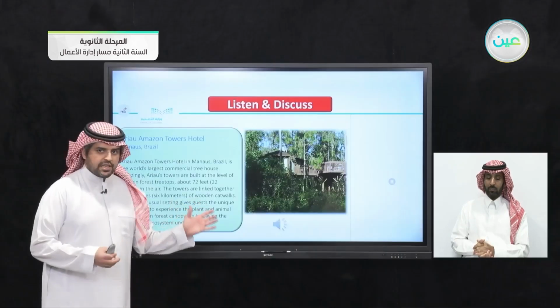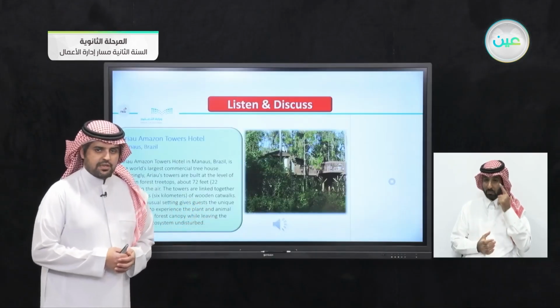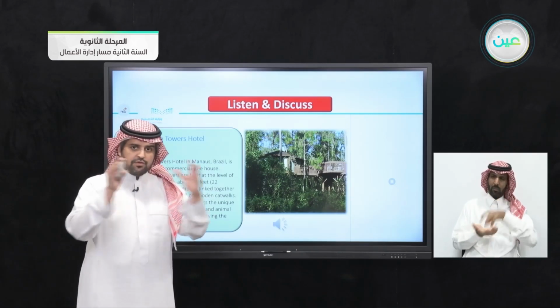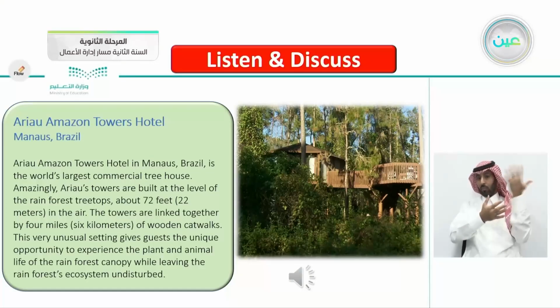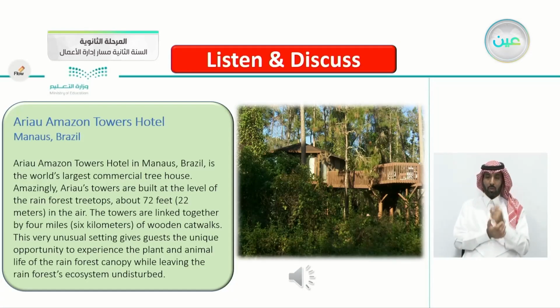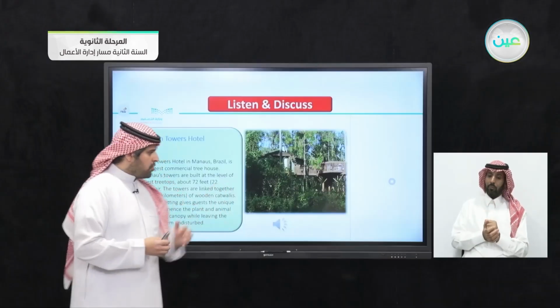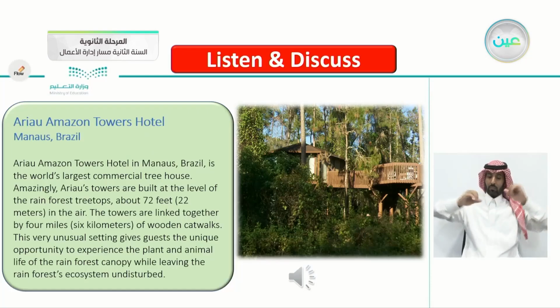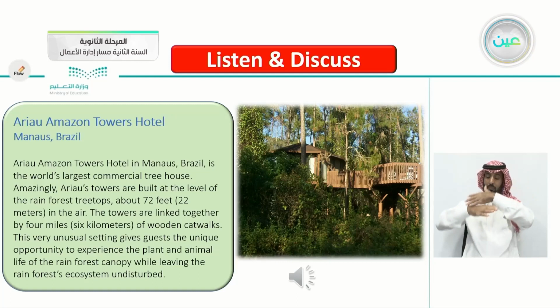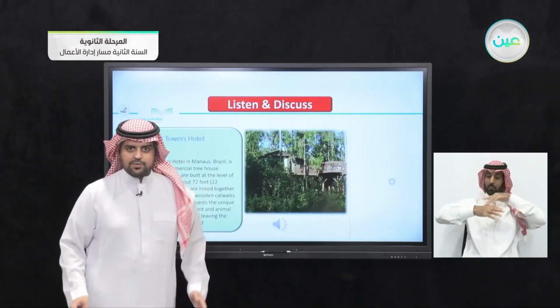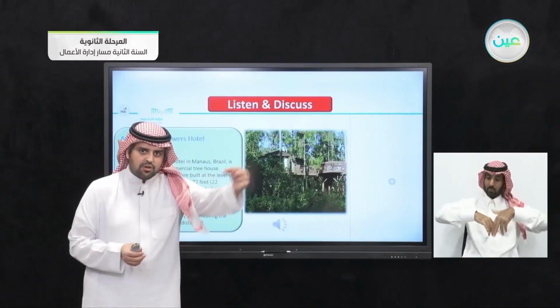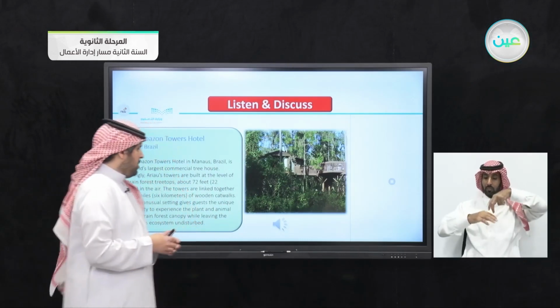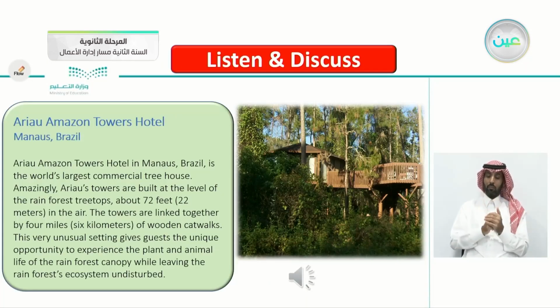So this is a unique idea for hotels. They are located over trees, actually 22 meters in the air, and not just one hotel, multiple hotels, and they are all connected, as it says here, by wooden catwalks. A catwalk is like a small aisle or maybe a small bridge that you can walk on. This is a very smart and unique idea for hotels.